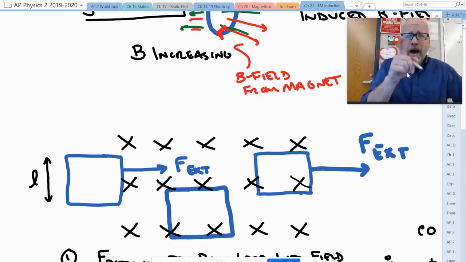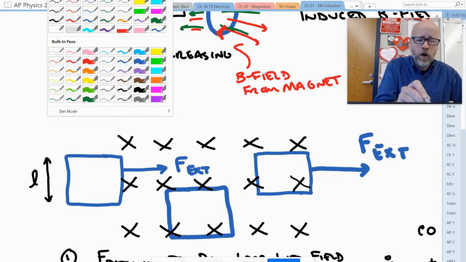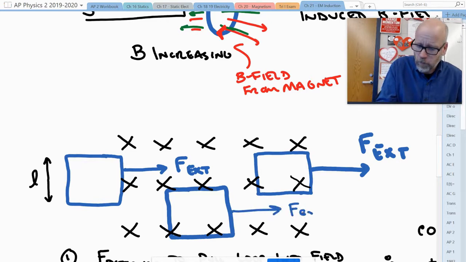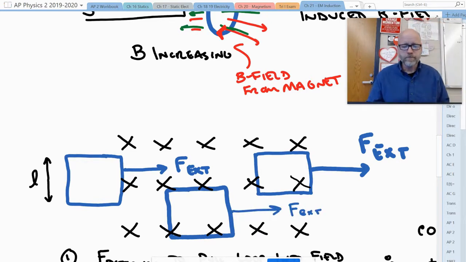You know what? I think that when it's all the way in, we're still going to have an external force on it. The same external force. Let's draw that in. We'll keep it moving. Okay. So, what's going to happen?